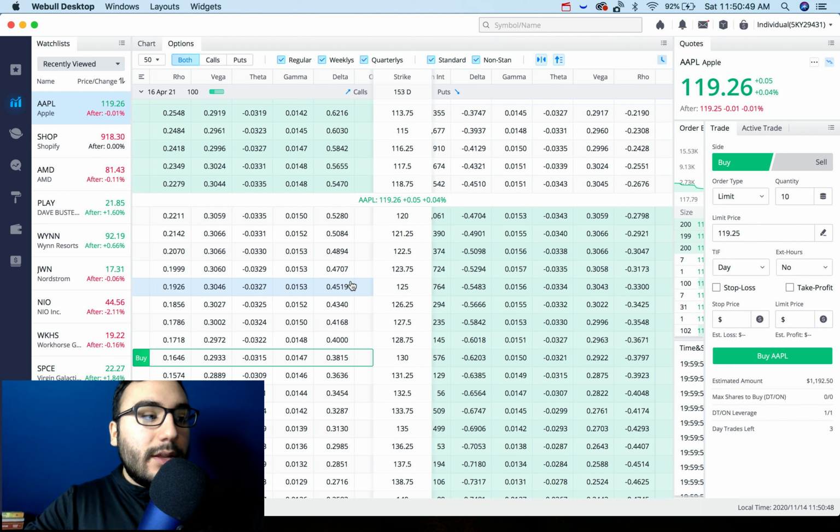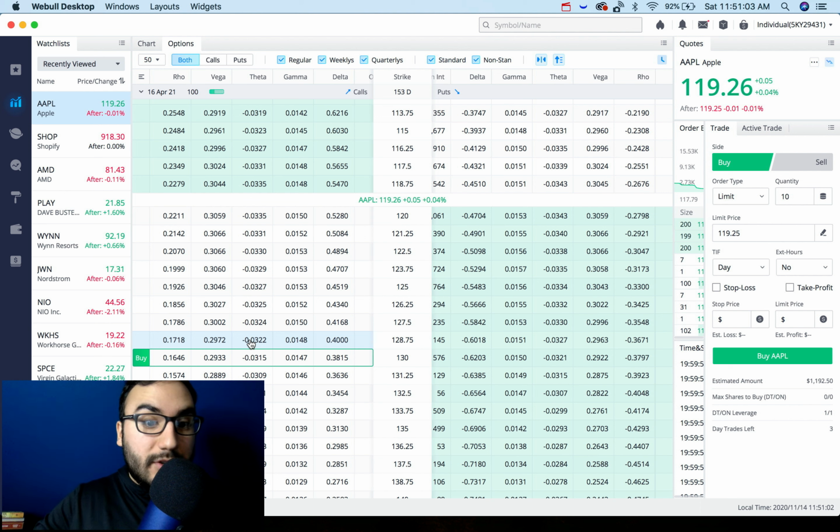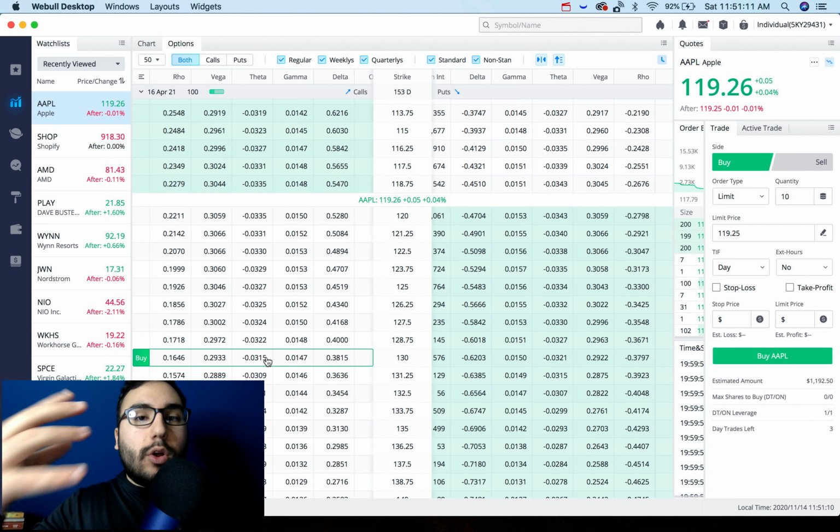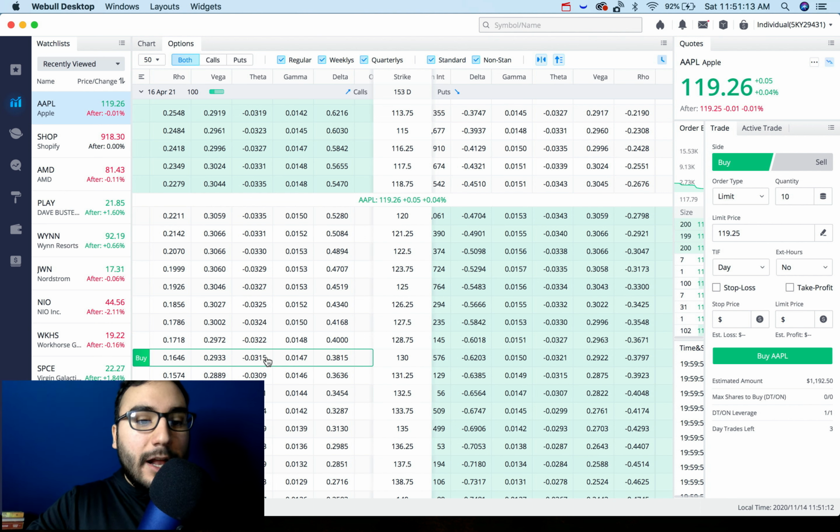And every day that goes by, pretty much, you're going to have to subtract the theta from your premium. The theta right here is 0.03. So you're pretty much losing $3 every day off your premium because, again, you have to multiply all these by 100. You're losing $3 off of your premium each day that goes by, each day that you get closer to the expiration date. That's if you're buying call options.